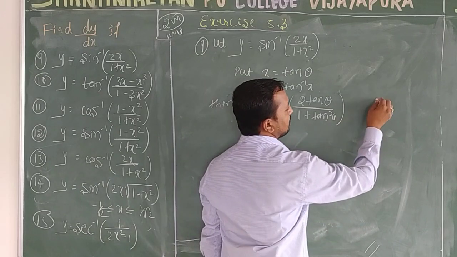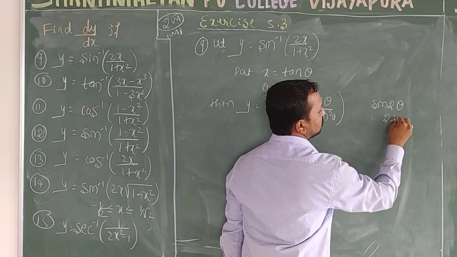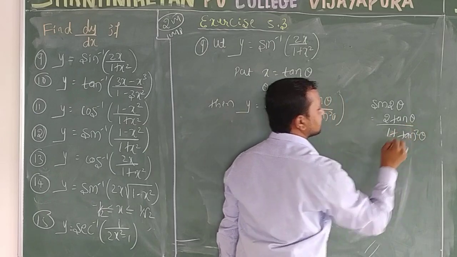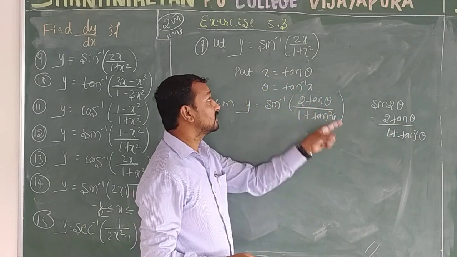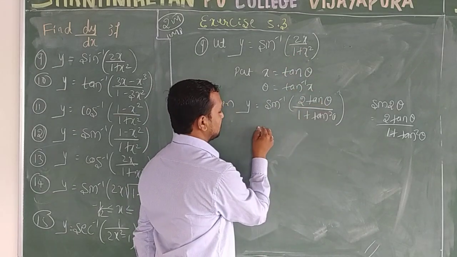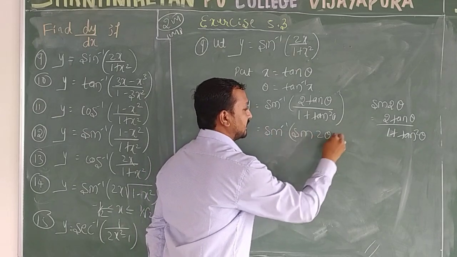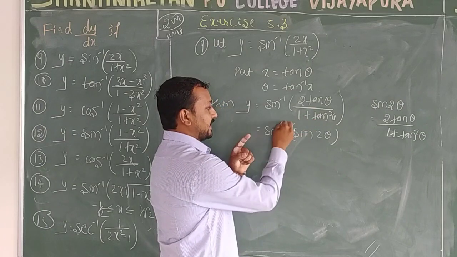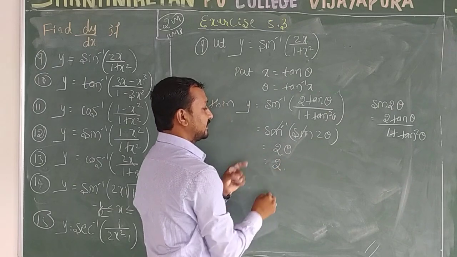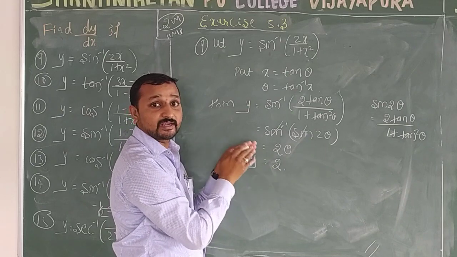So already we know sin 2 theta. What is the formula for sin 2 theta? Sin 2 theta is 2 tan theta divided by 1 plus tan square theta. Clear? That's why we put x equal to tan theta. So that is equal to sin inverse of sin 2 theta. So sin inverse and sin get cancelled, and the remaining term is 2 into theta. This is your y, to simplify the inverse trigonometric function term.